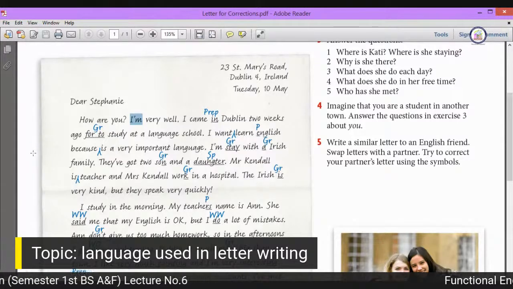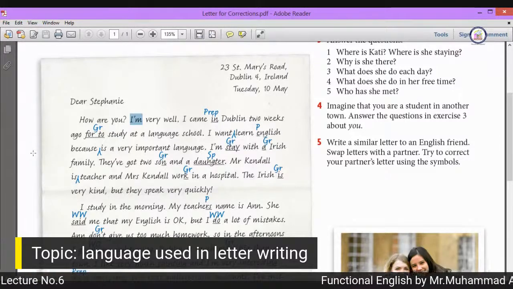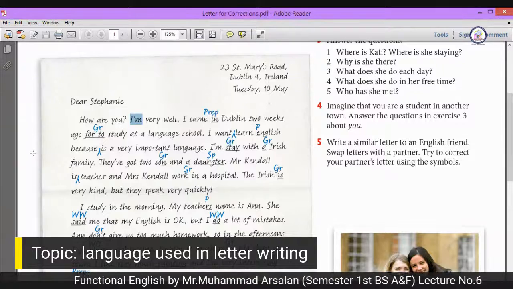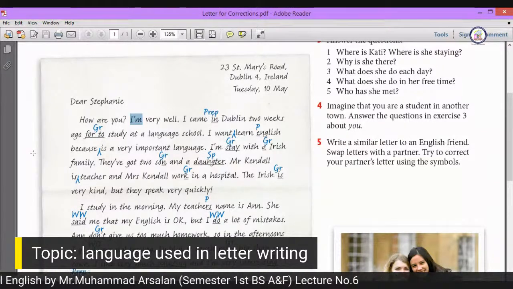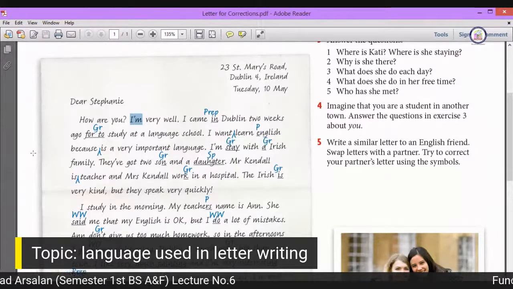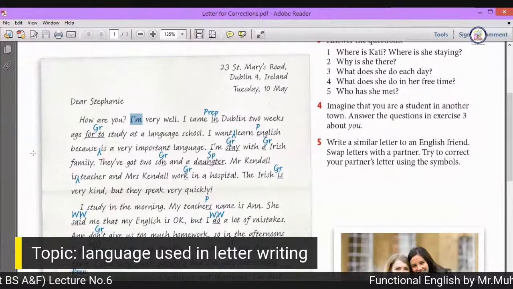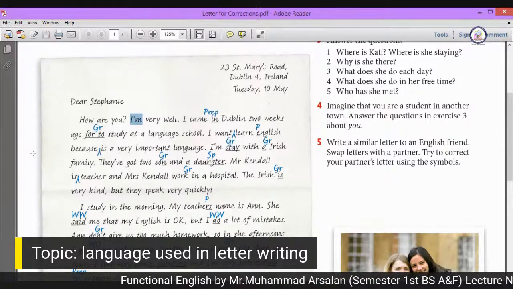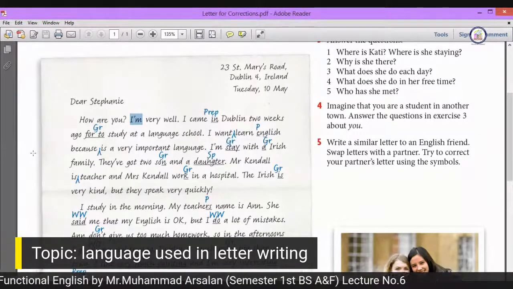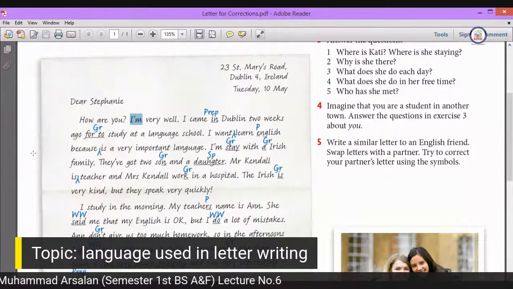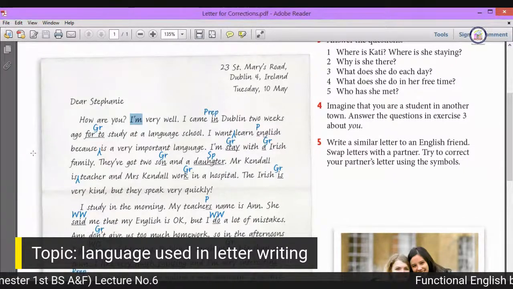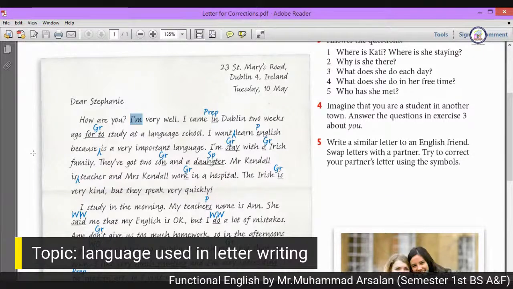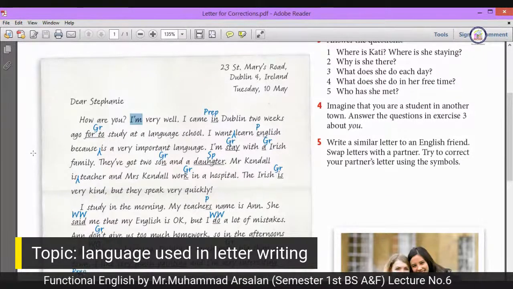So here we have a lot of mistakes. This is the exercise. I tell you not to make these mistakes. The Irish is very kind but speak very quickly. I study in the now. They finish the paragraph without any reason. Let me check. They finish the paragraph without any reason. I hope the sound will be clear for you now.